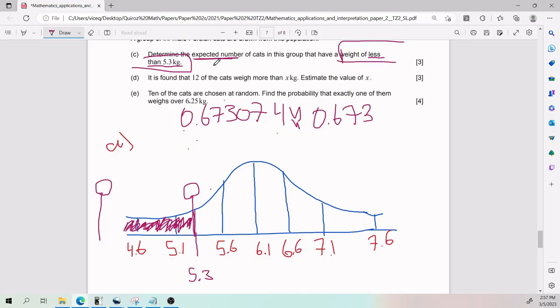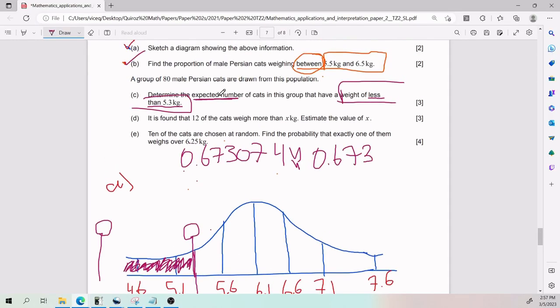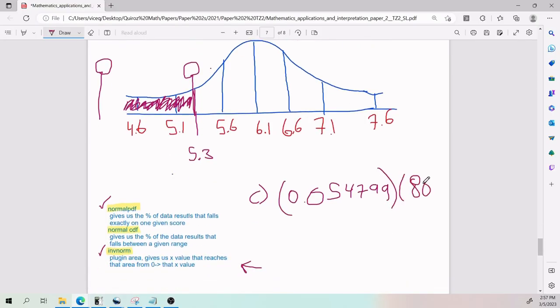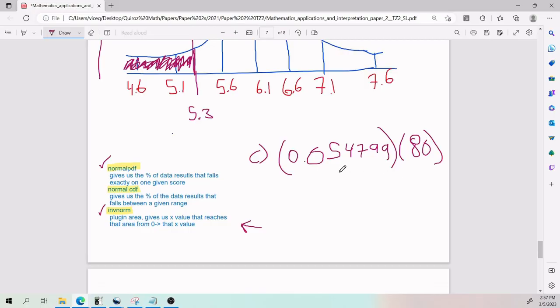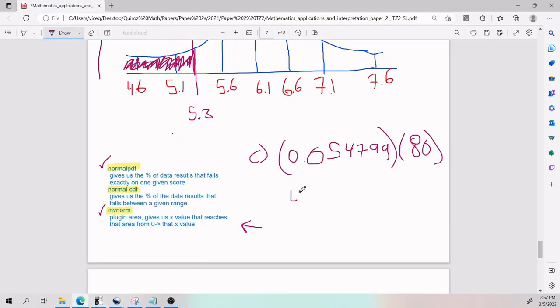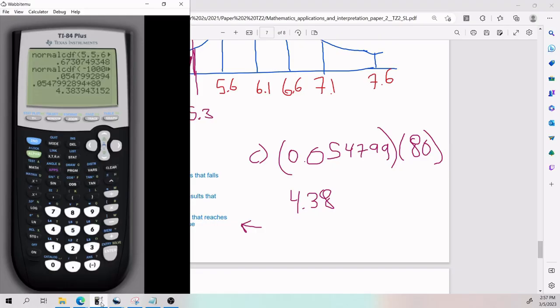See? And so if we're talking about the expected number of cats in this group, which group? The group of 80 male Persian cats. So I take this percent, I multiply it by 80, and that is my expected number of cats that weigh less than 5.3 kilograms. So I go ahead and do this. Pop it into my trusty rusty calculator. Boom. 4.3839.